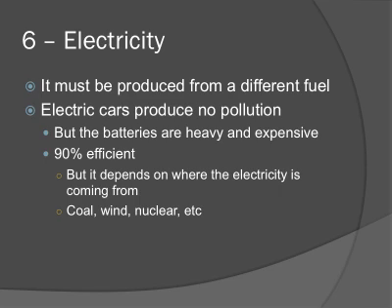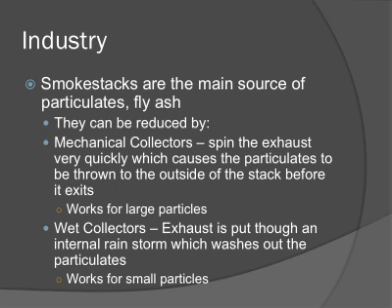All right, so let's talk about industry a little bit. Industry is the one that is producing a lot of our pollutants. One of the main sources of the particulates in the air, the things that we're inhaling, is something called fly ash. Fly ash is what goes up the smokestacks in a coal burning power plant. It's what you see in the smoke that's coming out of the towers.